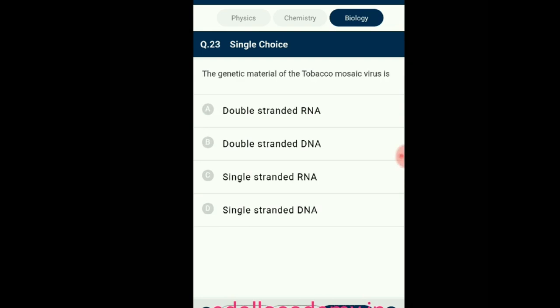Question number 23. The genetic material of tobacco mosaic virus is. The tobacco mosaic virus has a genome of single-stranded RNA. These viruses infect a large group of plants, especially tobacco plant and also many other members of family Solanaceae. This disease causes patches of discoloration and a mosaic pattern on leaves as a symptom. So the answer for this question is option C, single-stranded RNA.